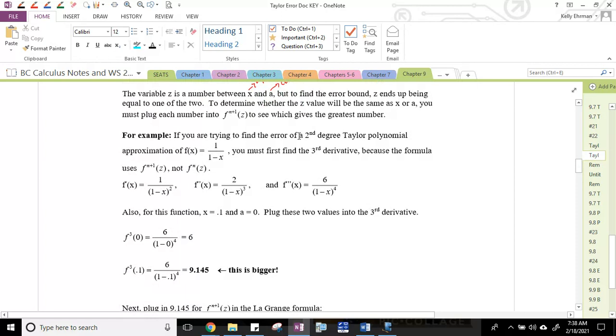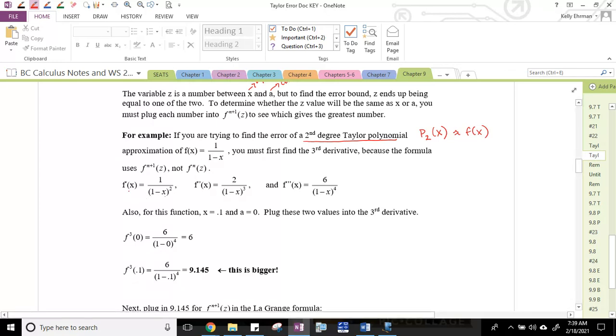Say we're trying to find the error for a second degree Taylor polynomial approximation of this f of x. If I know I'm using a second degree Taylor polynomial, so I'm using p sub 2 of x to approximate f of x, then I have to figure out what the next derivative is going to be. So what is the third derivative, so that I can figure out what that maximum value would be. They've taken you through that.